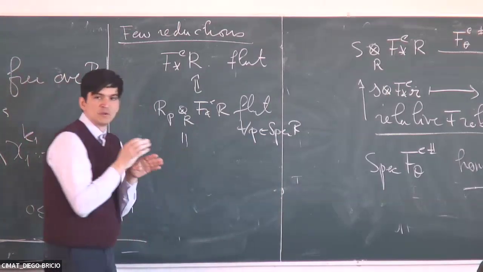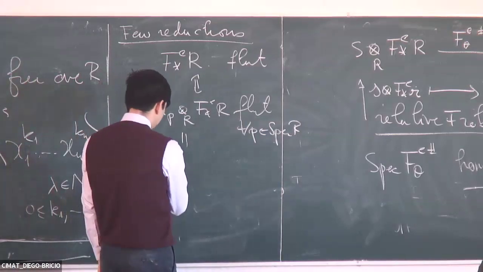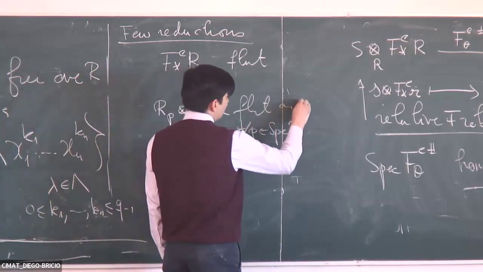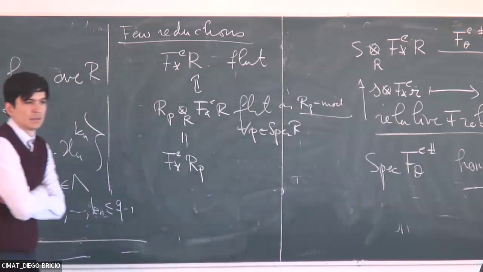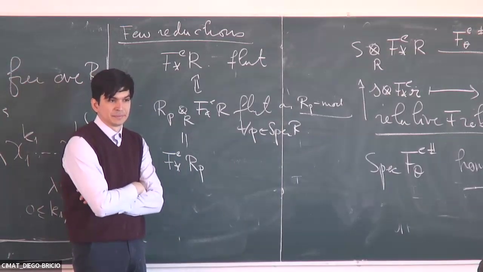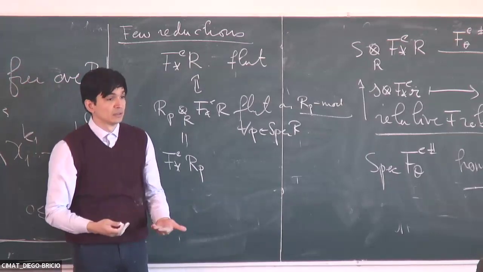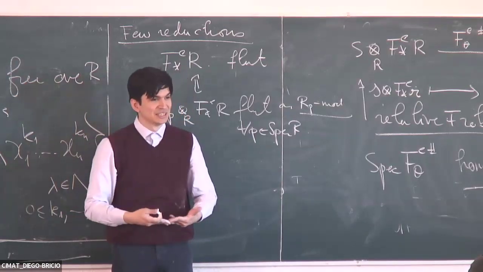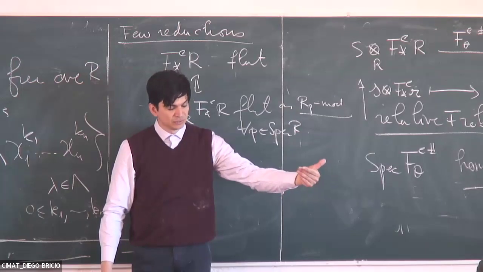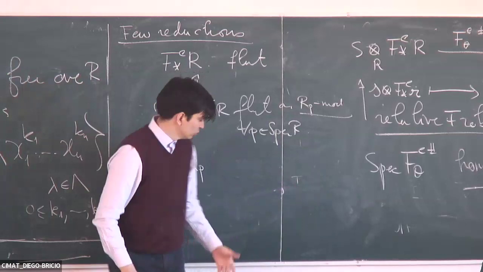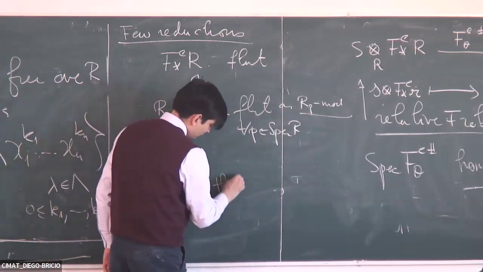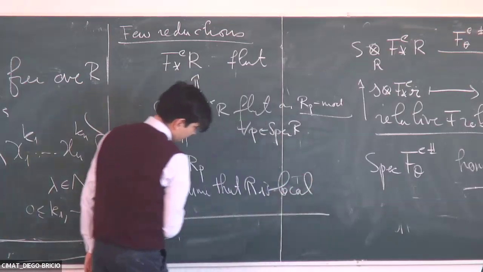But what do we see? Frobenius commutes with localizations. So this is none other than R_P. This is flat as an R_P module, right? And so you have to prove that this is flat as an R_P module. In other words, we may assume that the ring is local, because regularity, by definition, can also be checked locally. By definition, a ring is regular if and only if R_P is regular local for all primes P. So we may assume that R is local.